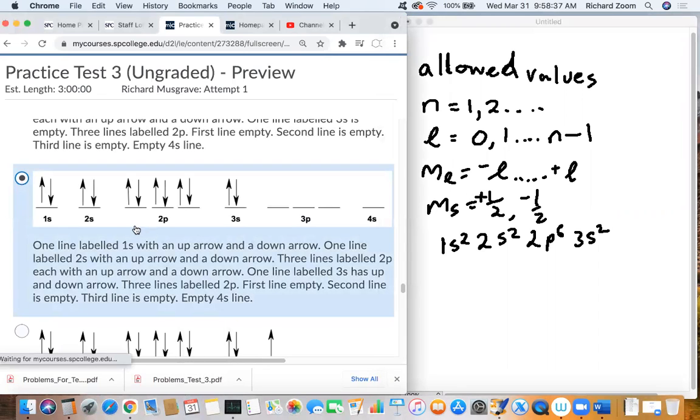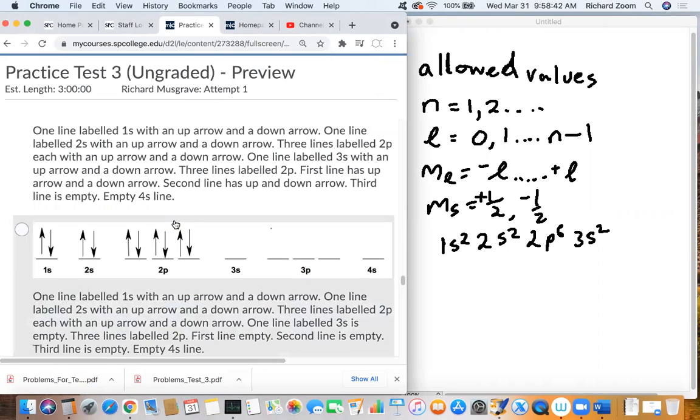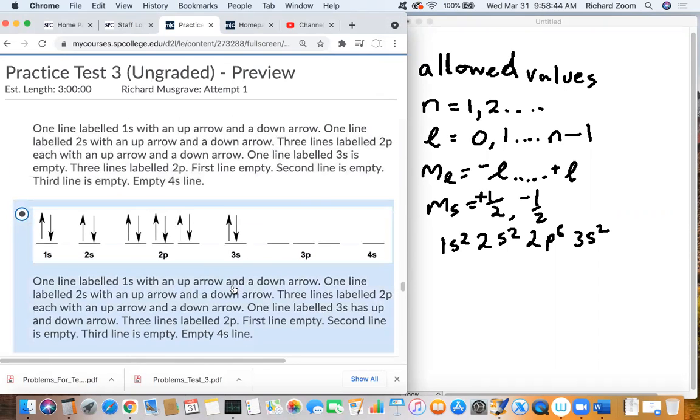So whatever matches that. Does anybody have any questions? So how would that be the answer? So you got 1s2, 2s2, 2p6, 3s2. See, it matches the number of electrons in each of the shells. Okay, thank you. Yeah, no worries. Any other questions? All right, well, how do you all feel about that one?